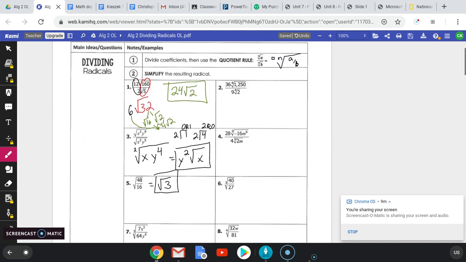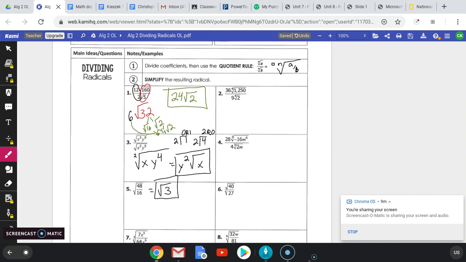All right, so again, you're able to divide whatever's inside the little symbols as long as the indices are the same. So for example, if I had the cube root of 16 divided by the square root of 2, I can't do 16 divided by 2 because this has a 3 and that doesn't. So you would leave it as such or simplify if need be.